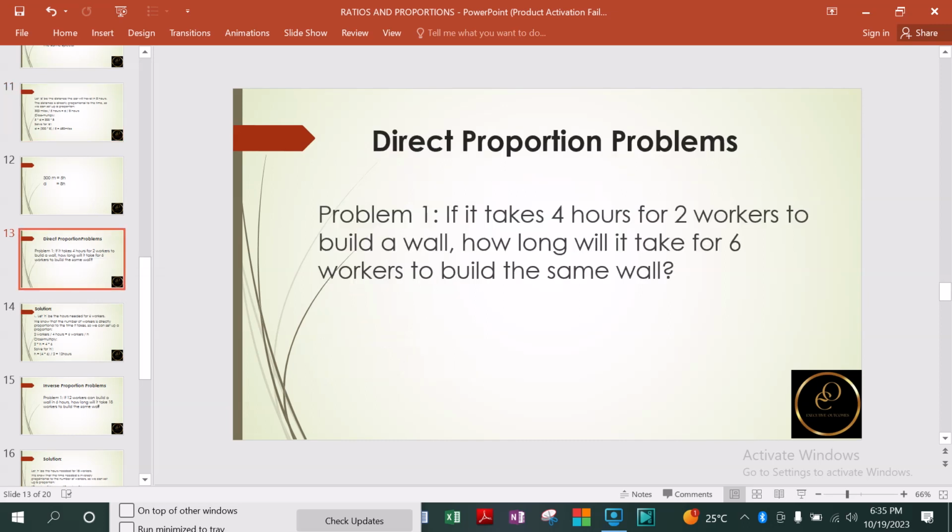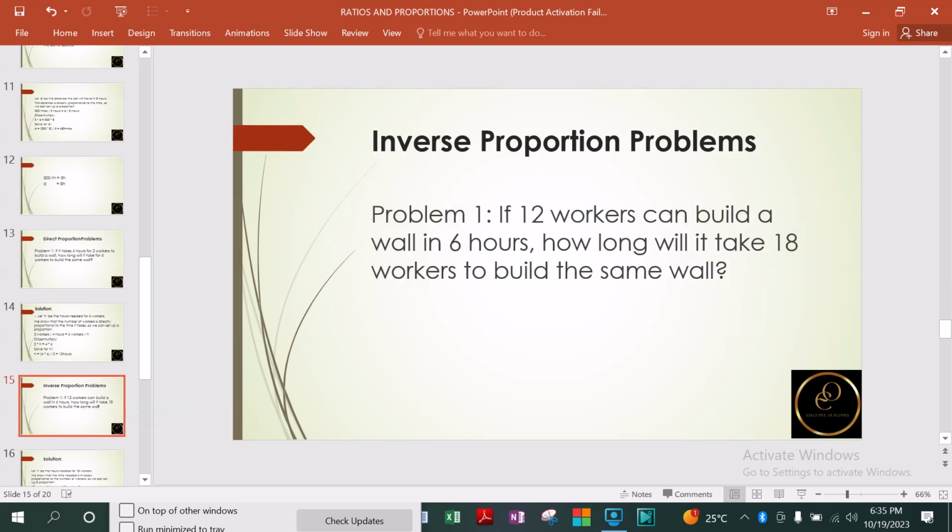Okay, let's look at a problem with inverse proportion. For inverse proportion, it simply means that as one variable increases, the other variable is supposed to reduce, or if one variable reduces, the other variable should be increasing. So when you see that situation, just know that it is an inverse proportion. There is an inverse relationship.